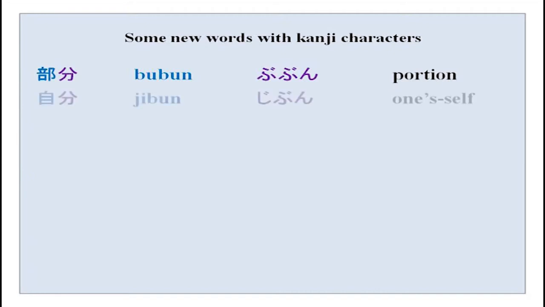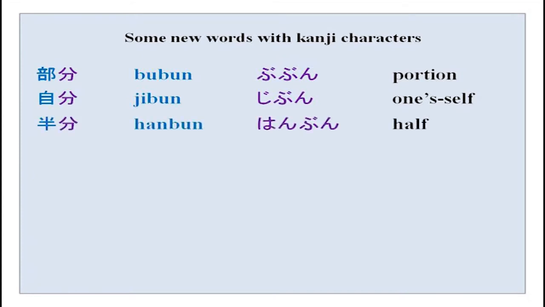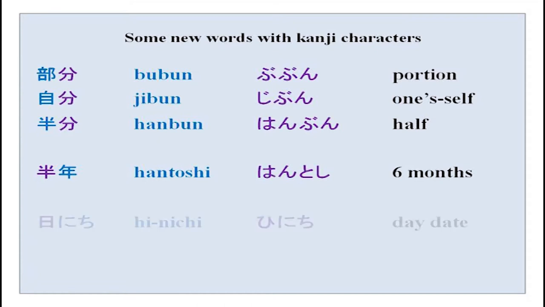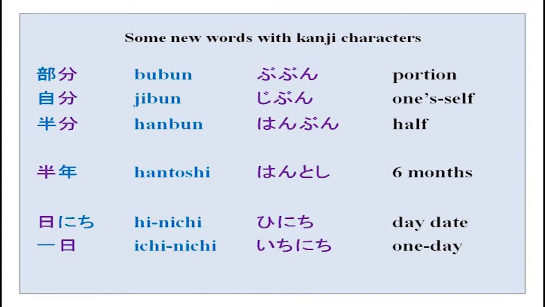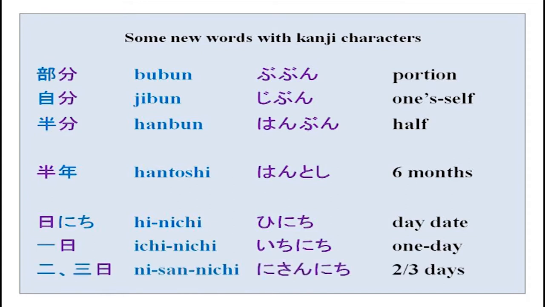Now, some words with kanji characters. First character that we did was pun. So, bubun, you can see, is portion. These are just characters, new vocabulary for you. Just for you to remember this, we will use these words later on. Thus, you need to know them now. Jibun. The meanings are given. So, hambun. Hambun is half of anything, half portion of something. Hantoshi is half a year or 6 months. Hinichi is date and day. Ichinichi is one day. Nisannichi is 2-3 days.